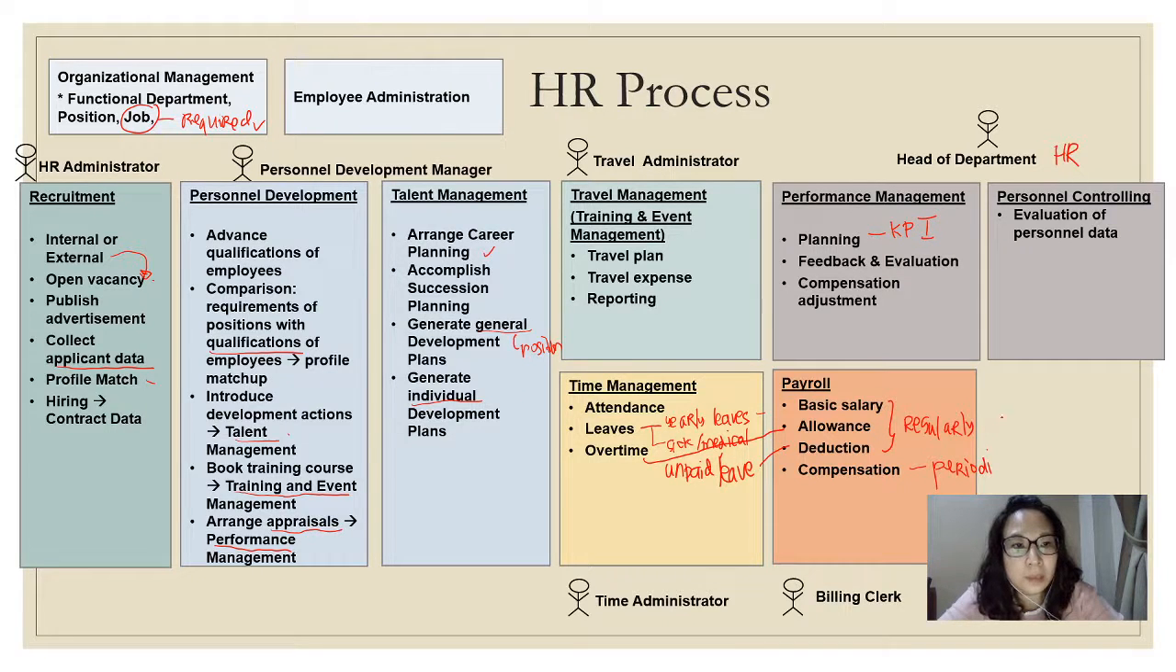Periodically here means it depends on the performance management. If the performance management is done once per year, then the compensation will also be calculated once per year. But if the performance management is done on a monthly basis, then it is also possible that the compensation will be calculated per month. So that's all for the human resource process.